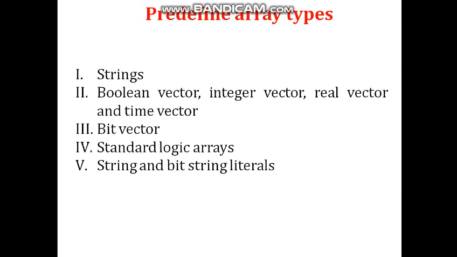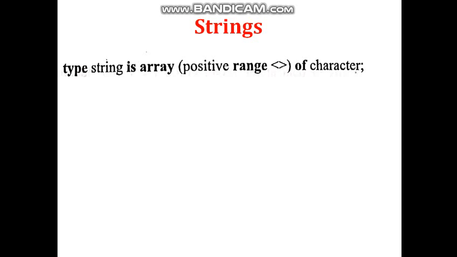Predefined array types. VHDL predefines a number of unconstrained array types in many models, and these types are sufficient to represent the data. The different types are string, Boolean vector, integer vector, real vector, time vector, bit vector, standard logic arrays, string and bit string literal. We will go one by one. The first is string. VHDL provides the predefined unconstrained array called string, and the syntax for this is: type string is array positive range with a box of character.